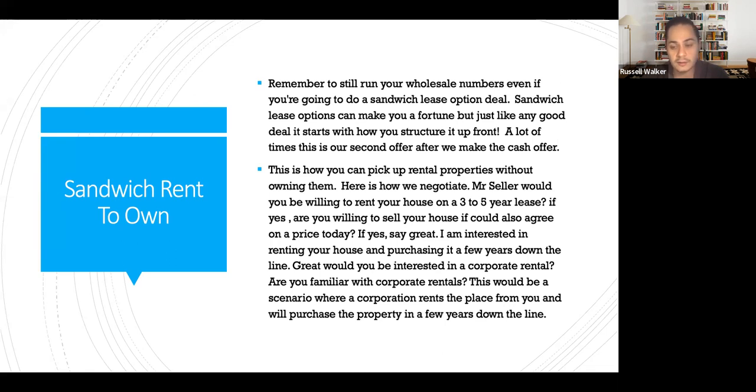You can call it a corporate rental or corporate rent to own. Are you familiar with corporate rentals? This is something where a company, a business, rents your place from you, and they'll basically purchase it from you a few years down the line. Basically guaranteeing the rent. If there's a tenant in there, the tenant is going to pay the rent, or if there's no tenant in there, the company pays the rent if it's vacant. So it's like they're getting a guaranteed rent coming in, right?